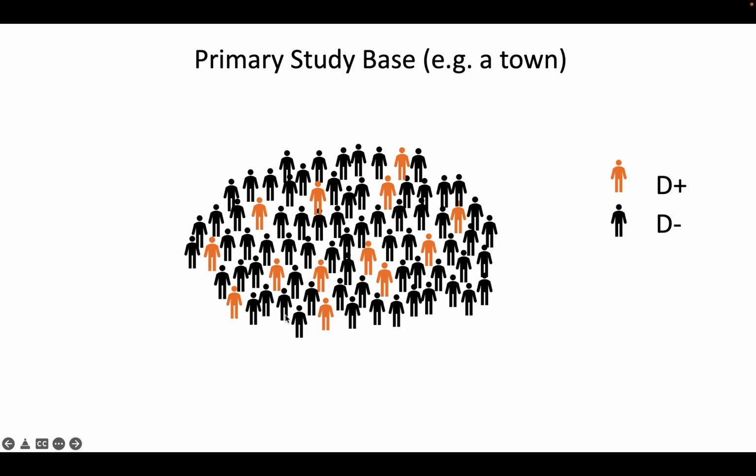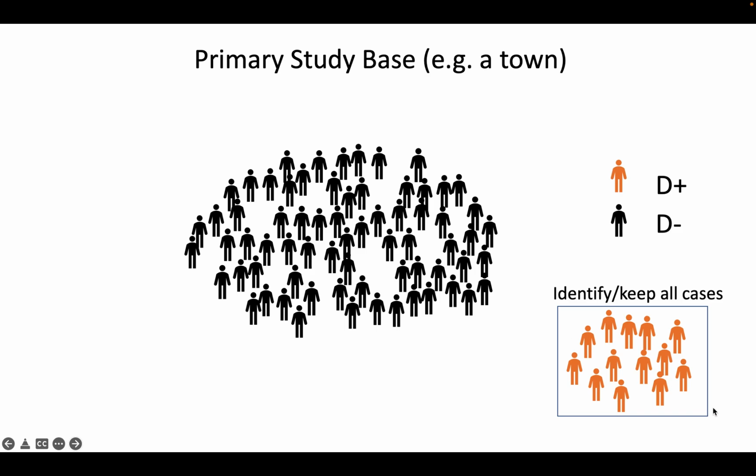So this is describing the primary study base, like I did before. This is just the same slides as before. You find out who's disease positive, and you get rid of them from this population. We're keeping them, but you're getting rid of them for the purposes of looking for controls. And what happens now is this primary study base is very tangible.